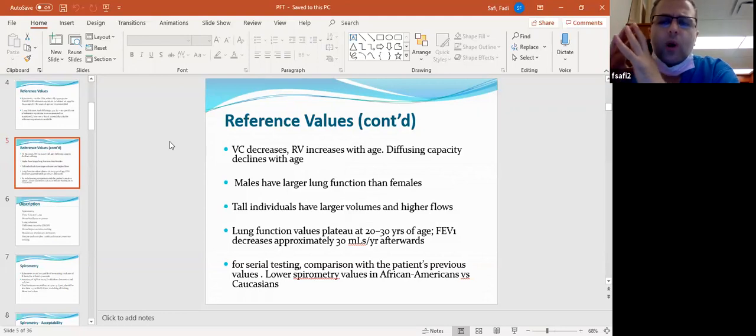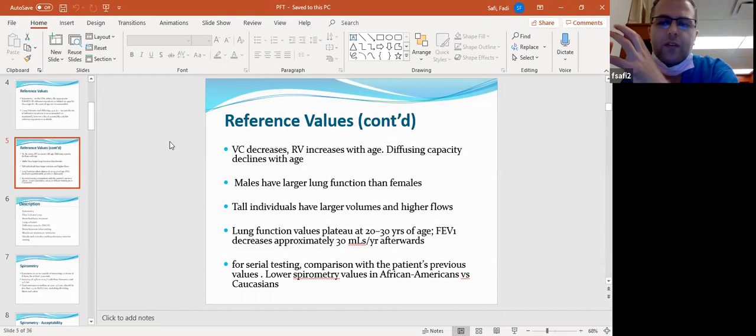Now, what happens to the lung function test as we age? If you monitor your lung function test every year, you will see that the best lung function that any human being will achieve is at age 20 to 30 years. After that, all lung function begins to decline. So the best FEV1 and FVC you will achieve at age 30 years. After that, every year, your lung function will decrease by 30 ml per year.